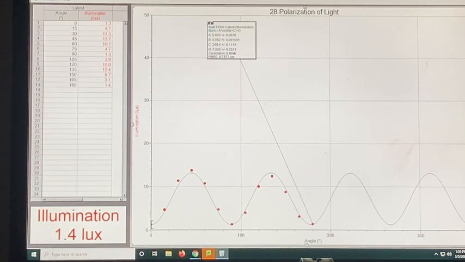And you can see our data. This fits a sine curve pretty well. Notice when we had number 3 in front of both of them, it was 0 all the way around as I rotated. But when I put it in between the two, we get a maximum at about 45 degrees.